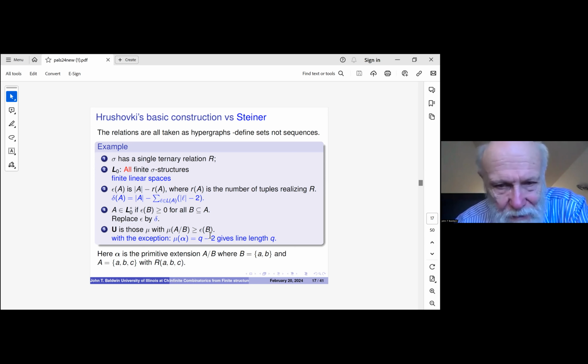Mu of A over B is greater than the value of the dimension of the base, except for one point. If we did that, the 3-point lines would be thrown out, because mu of C over AB would be 1, which is less than delta of AB, which is 2. So we just say for one particular case, we allow that, and otherwise we just make it a Q, whatever. That's arbitrary for our system, and we allow the Q being 3, which wouldn't have been legal for Hrushovski.